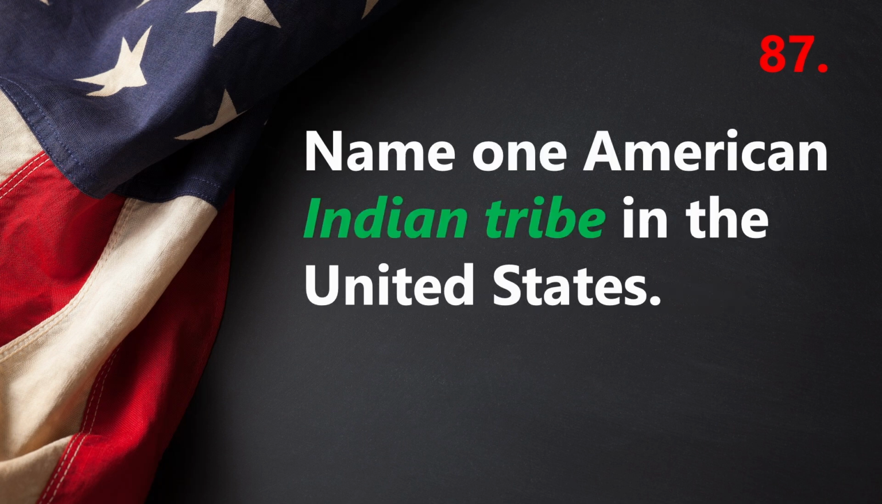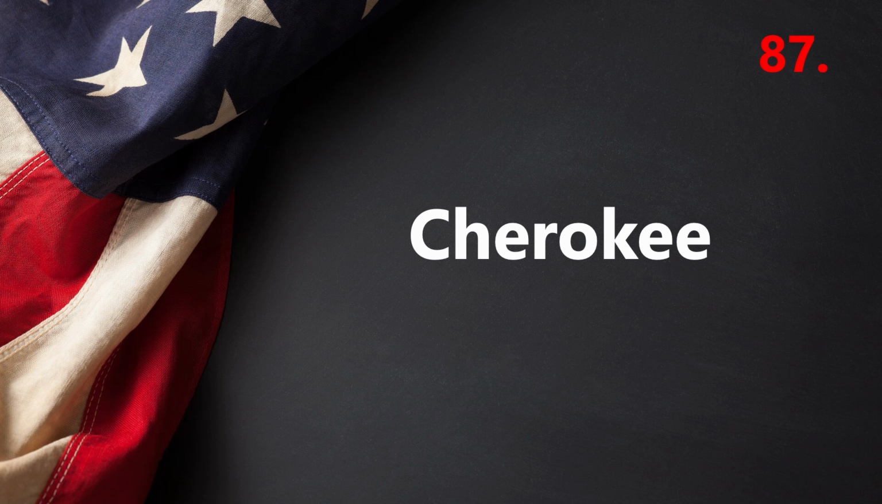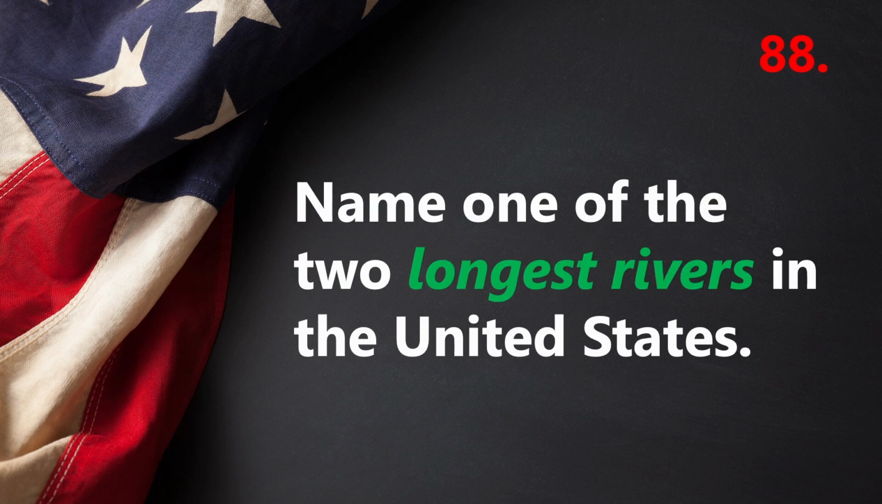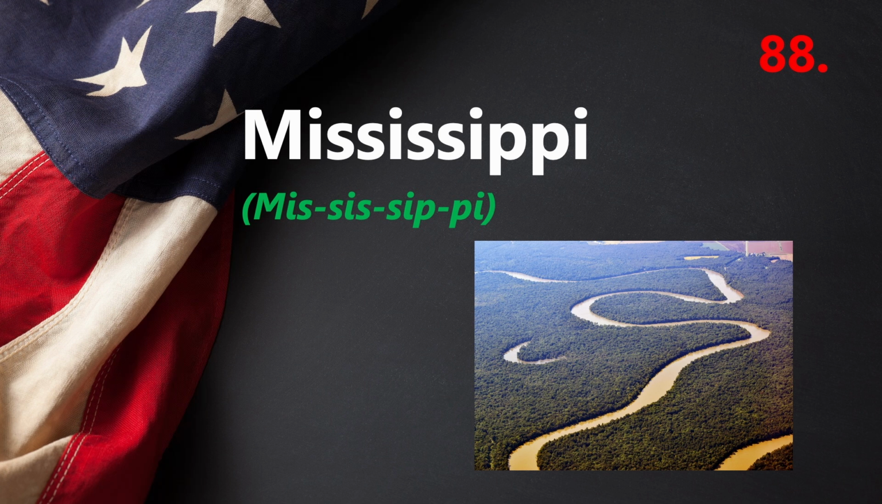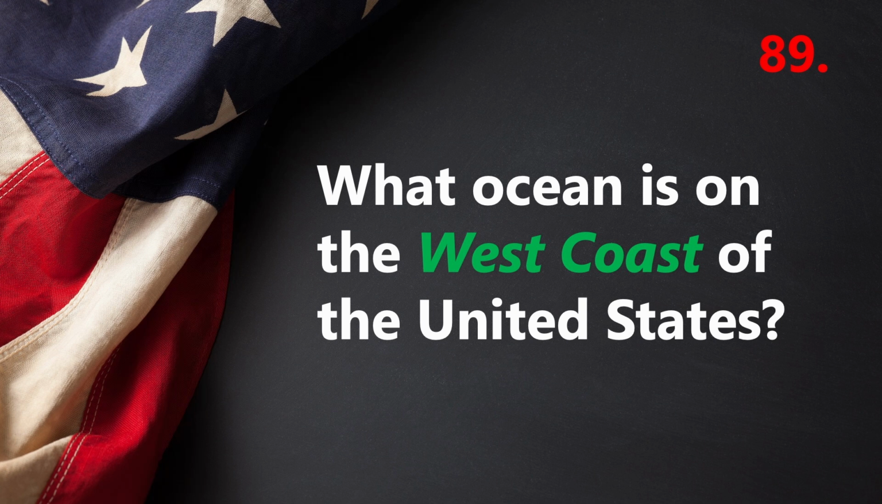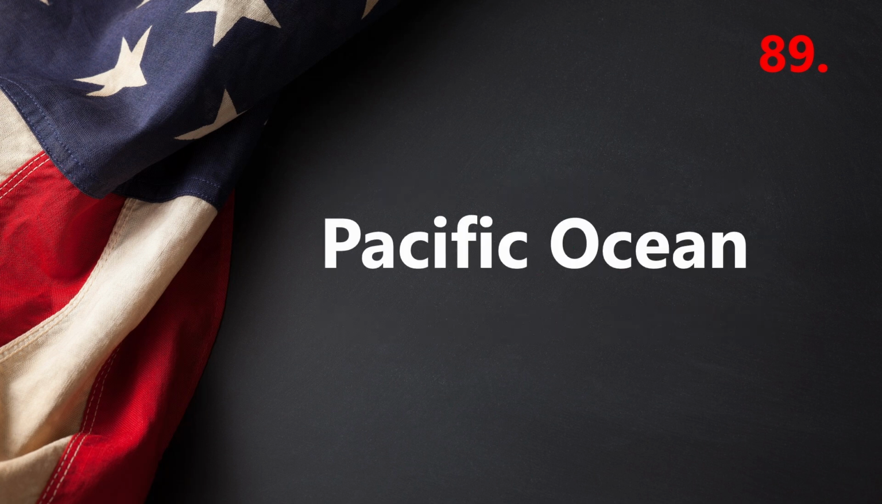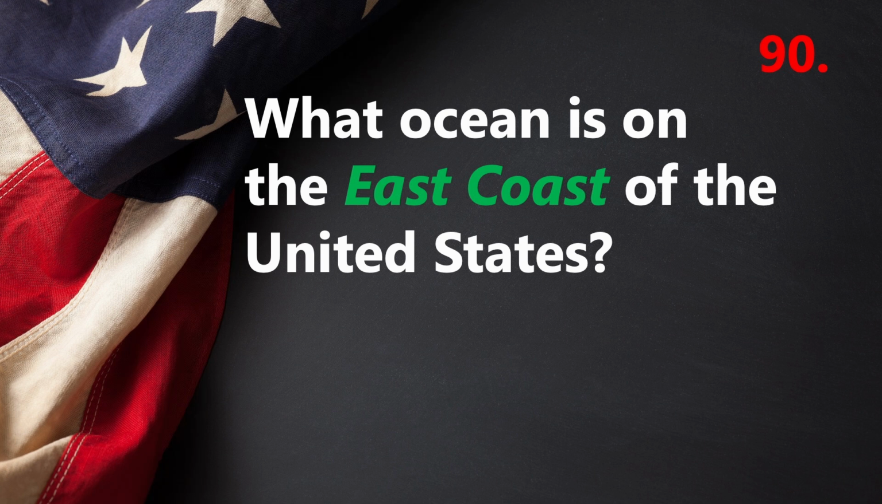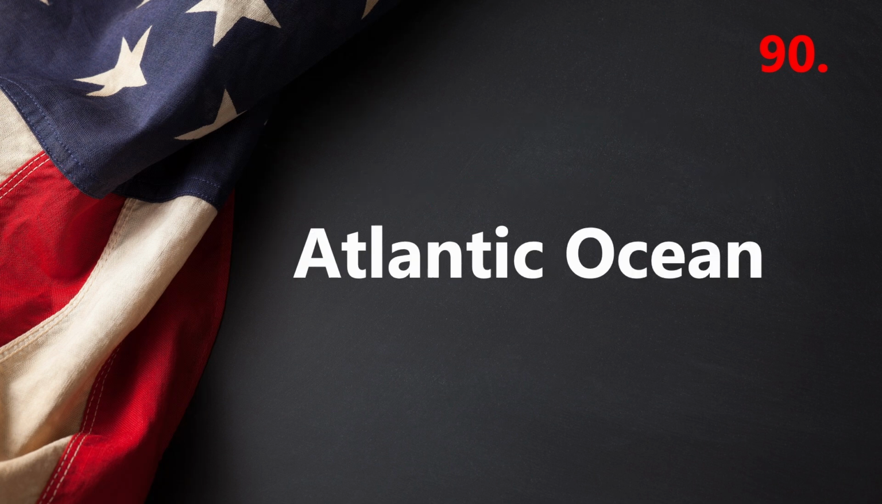Name one American Indian tribe in the United States. Cherokee. Name one of the 2 longest rivers in the United States. Mississippi. What ocean is on the west coast of the United States? Pacific Ocean. What ocean is on the east coast of the United States? Atlantic Ocean.